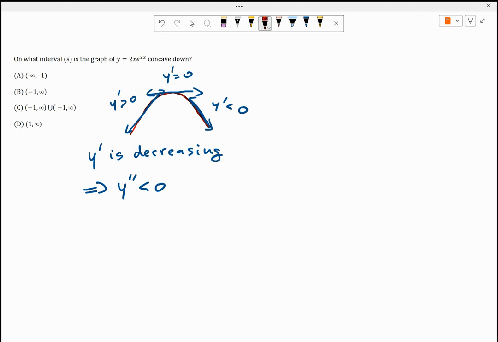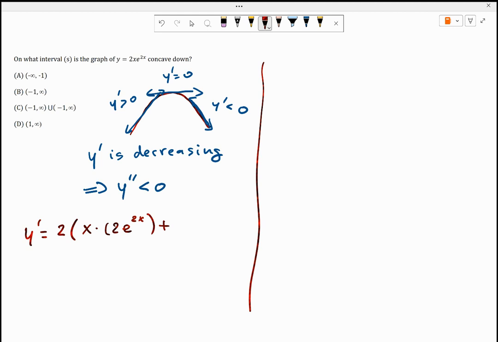All right, let's first find the first derivative of the function. So y prime is going to equal, we factor out the 2, and now we use the product rule. We have the first function times the derivative of the second function, which is 2 times e to the power 2x, applying the chain rule, plus the derivative of the first function, which is 1, times the second function, e to the power 2x. Now we see that we have a common factor of e to the power 2x, which we can factor out. So it's 2 times e to the power 2x times 2x plus 1. This is what we have as the first derivative.